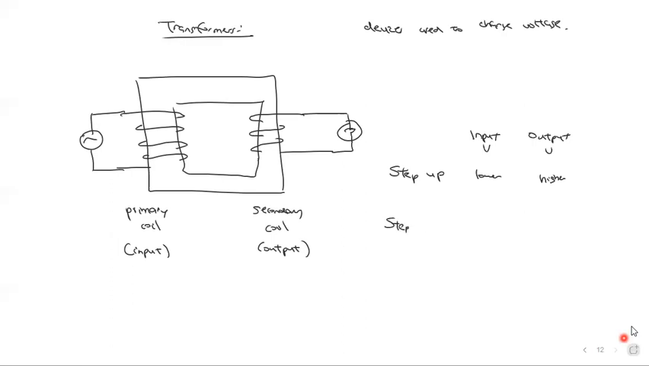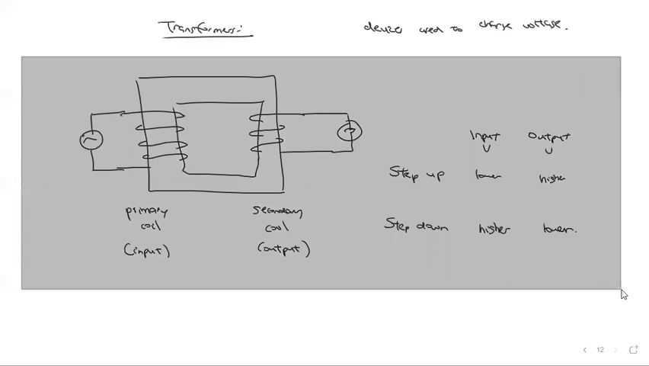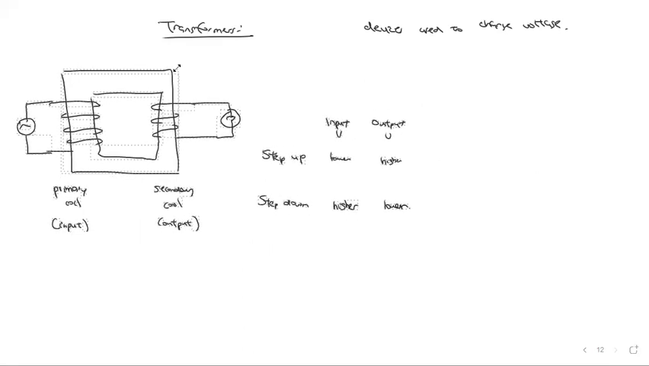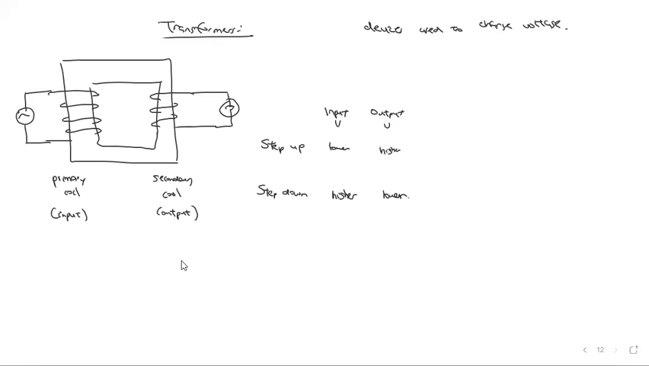Your step down is the reverse, of course. So your input voltage is higher, and your output voltage is lower. Now, that's a result of using electromagnetic induction with your number of coils. And because power needs to stay constant, it will actually also affect your current as well. And it achieves this by using the number of coils.